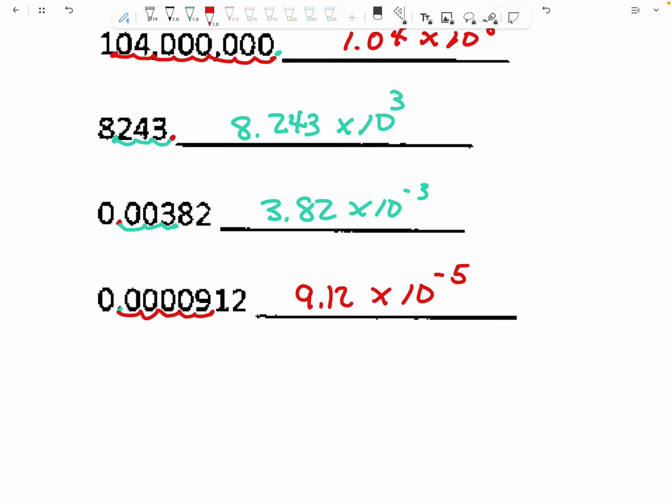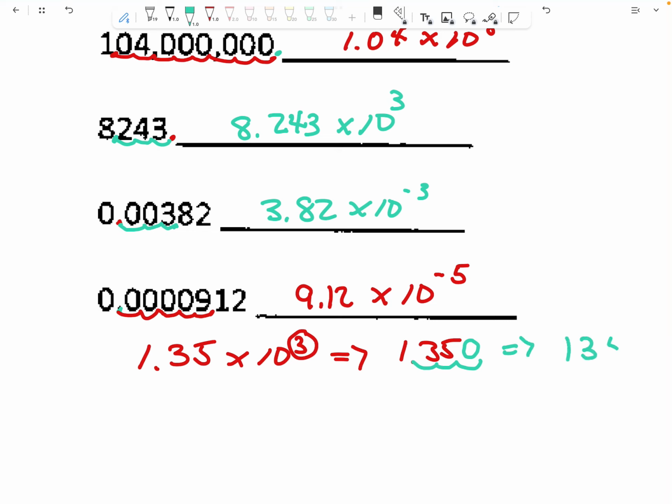But what if I have a number in scientific notation and I want to get it out of scientific notation and make it a standard notation number? So let's go 1.35 times 10 to the third. Let's change that to standard notation. This exponent means we're going to move the decimal to the right 3 spots. So here we go. I have 1.35. Move my decimal 3 spots to the right. 1, 2, 3. Fill in my space with a 0. My number is 1,350.